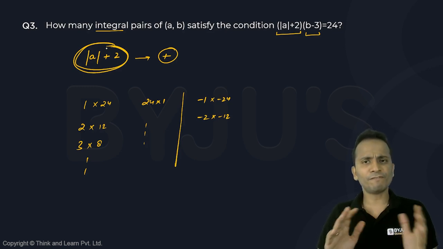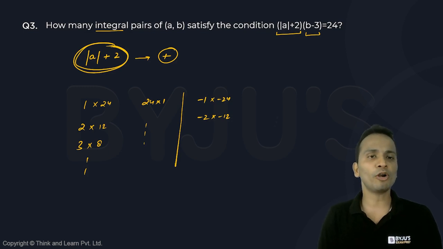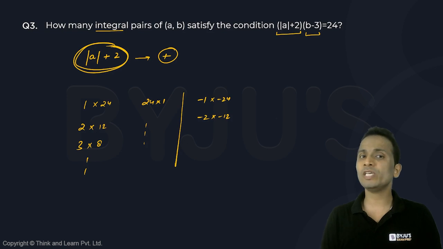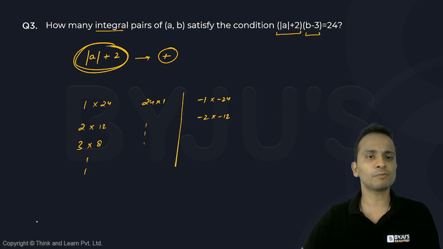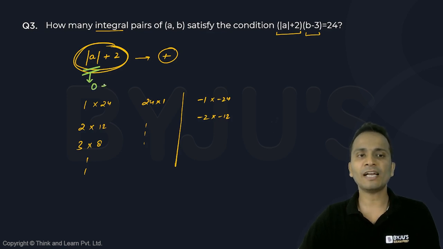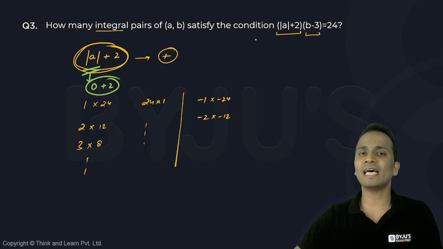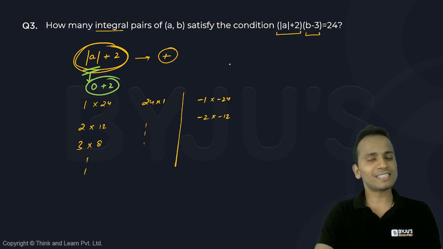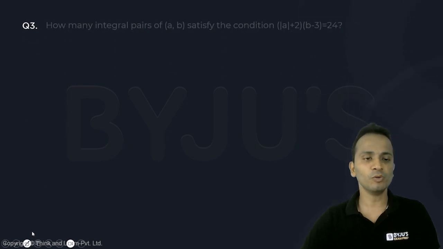All right. So this is the framework behind this. Also, one more thing. The value of modulus a plus 2 will always be greater than or equal to 2. Because the minimum value of modulus a can be 0. If I add 2 to it, the minimum value of modulus a plus 2 will be equal to 2. So it cannot be less than 2. Alright, so now let's start making the cases, and the question will be very simple for all of you now.